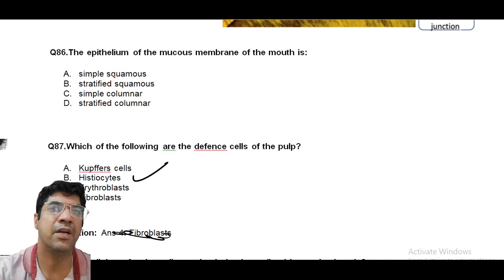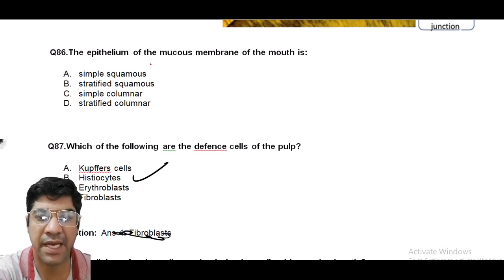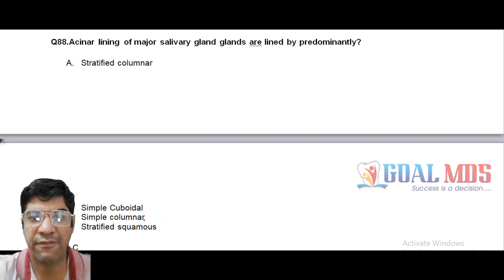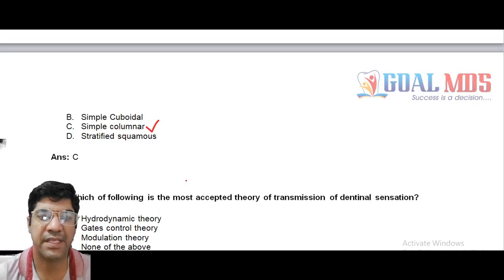The acinar lining of the major salivary glands is primarily lined by a simple columnar epithelium. So this epithelium is characteristic. It is responsible for producing watery, enzyme-rich saliva. So the cells secrete various enzymes and proteins like amylase, kallikrein, lactoferrin, lysozyme. So all these cells are important.